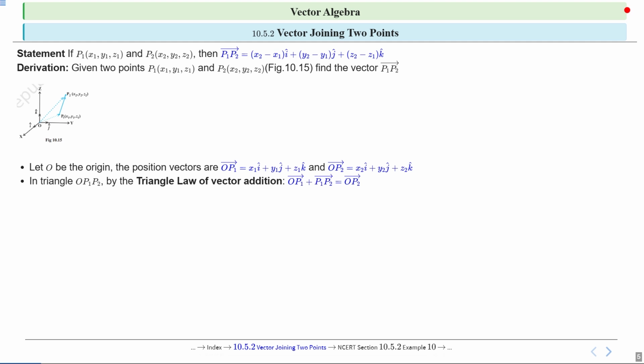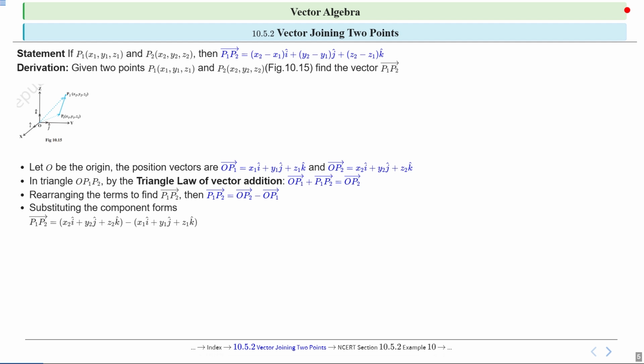Now in triangle OP1P2, by the triangle law of vector addition, OP1 vector plus P1P2 vector is equal to OP2 vector. Now rearranging the terms to find P1P2 vector, P1P2 vector will be OP2 vector minus OP1 vector. Okay.